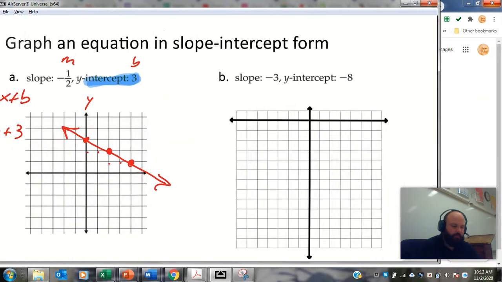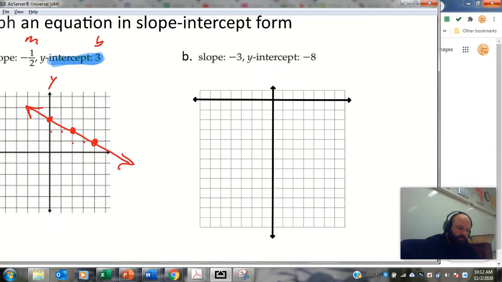Okay, let's try another one. So we're going to write our equation, y equals mx plus b. I'm going to fill in my amounts that we have here. So y equals -3x minus 8. And so we're going to start with the b.